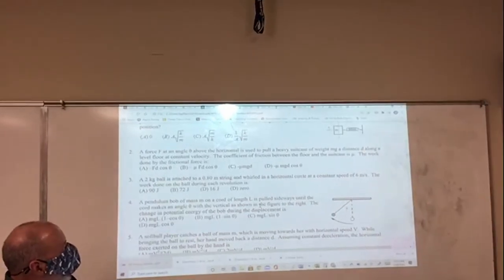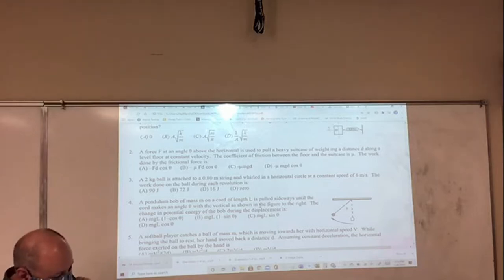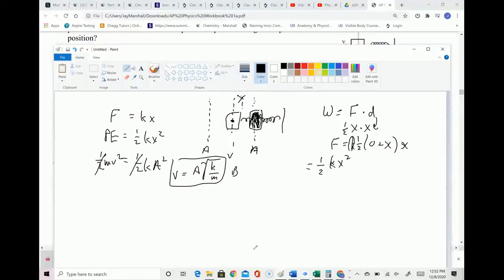Force F at an angle theta above the horizontal is used to pull a heavy suitcase of weight mg a distance d along a level floor at a constant velocity. The coefficient of friction between the floor and the suitcase is mu. The work done by the frictional force is, this is a tough question because it leads you into a couple of different directions. So a good thing to do for this would be to draw a little diagram.